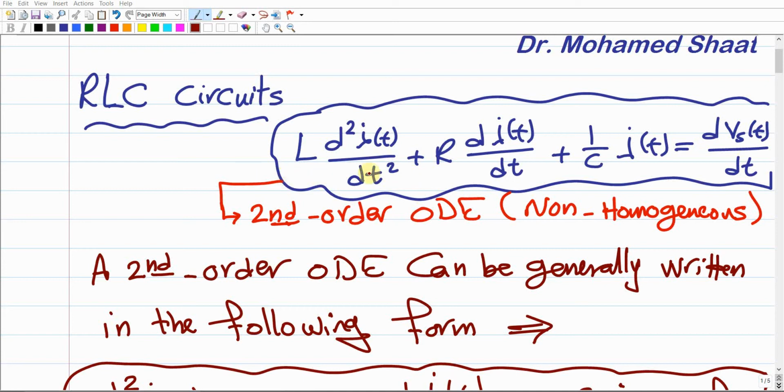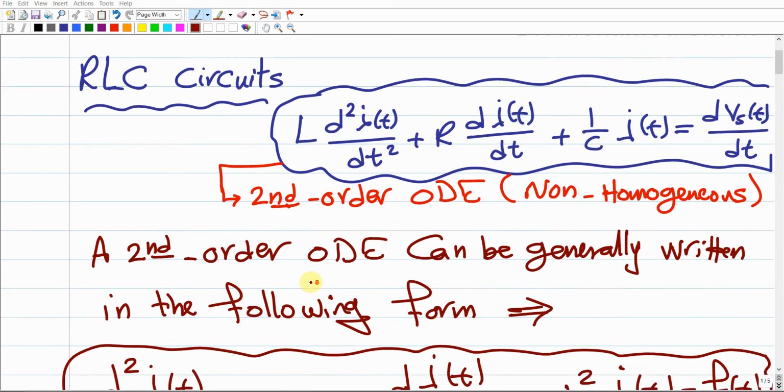But here, our interest is to solve this ODE for the current, and that's why we're going to deal with this one as a second order ODE. And as you can see, it is non-homogeneous, because the right-hand side, which does not include any i, exists. It has a value. It means that this is a non-homogeneous ODE.